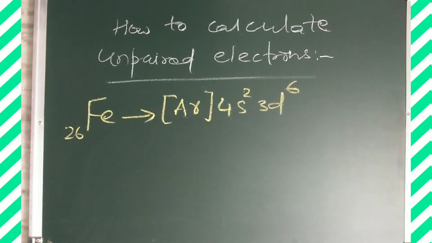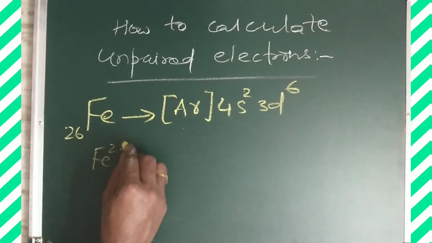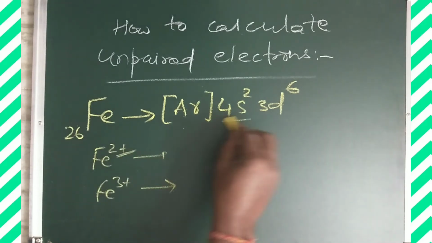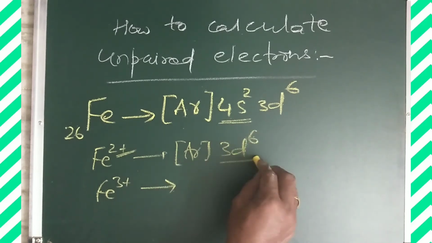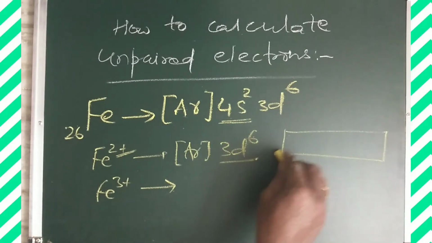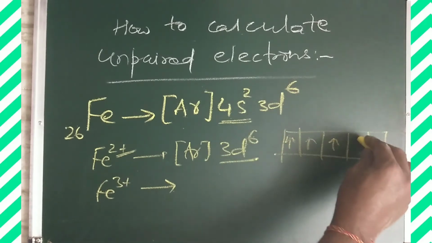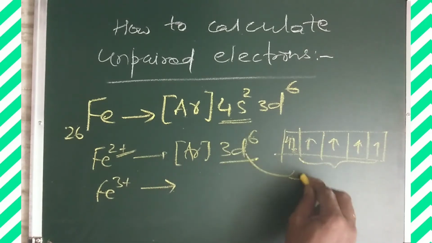Now coming to iron. The iron configuration is argon 4s2 3d6. The most stable states of iron are +2 and +3. Generally the question will be asked for +2 and +3 and which is more stable. So +2 means 2 electrons have been removed from 4s, so it will be argon 3d6. So it will have 4 unpaired electrons. Keep in mind student that d can have a maximum of 5 unpaired electrons when it is d5, but when it is d6 it will have only 4 unpaired electrons. So first electron, second, third, fourth, fifth, sixth. So this has 4 unpaired electrons.